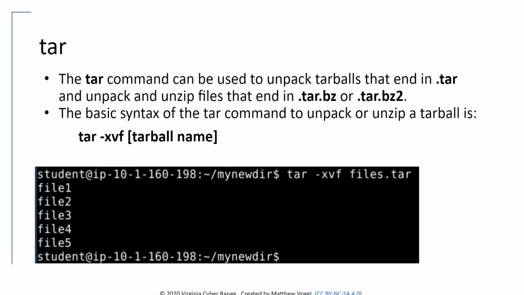All right, next, the tar command can be used to unpack tarballs that end in .tar and unpack and unzip files that end in tar.bz or tar.bz2. So that would be tar -xvf and then the tarball name. So you see in the example here, it says tar -xvf files.tar, and then the result is you have, in this case, file1, 2, 3, 4, 5, which were the files that were actually archived in that .tar file. So it will list the files that you had in there.